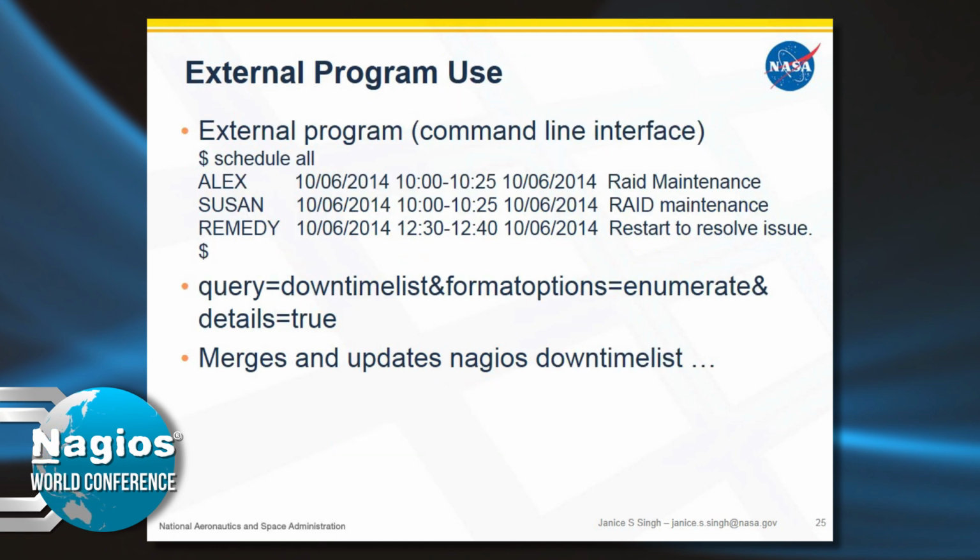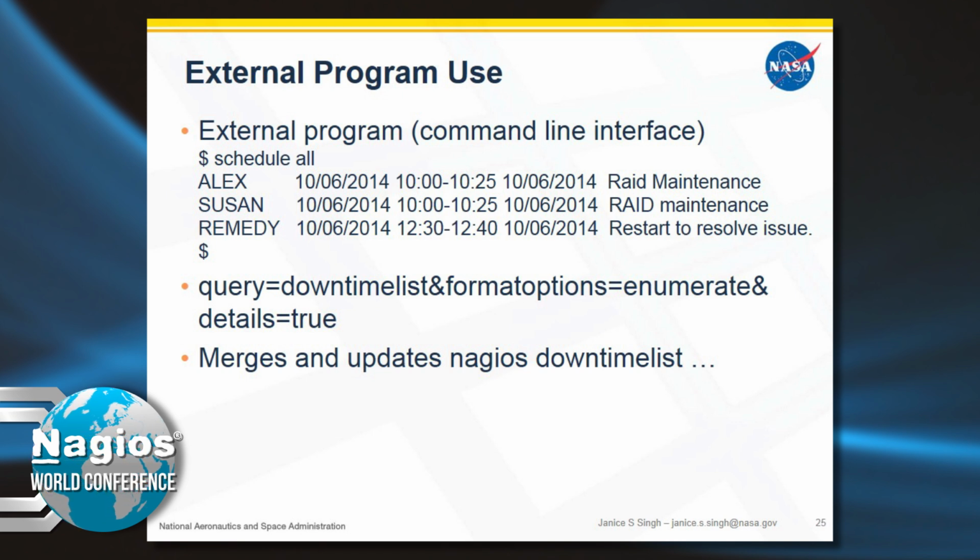So here's the external program. It's really simple. It's schedule all, and then it tells you the hosts that are down, when they'll be down, and why, which is basically the same thing that would be in the Nagios downtime. So I created a little script that gets the information from Schedule. It sees what's already in the Nagios downtime. If there's something in Schedule that's not in the Nagios downtime, then I want to merge it.